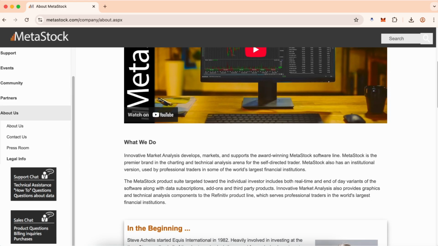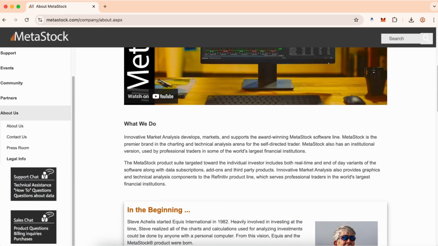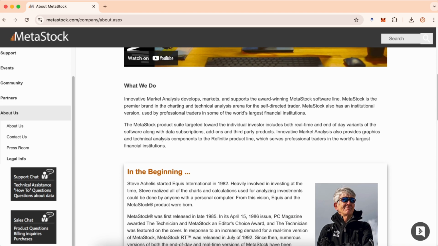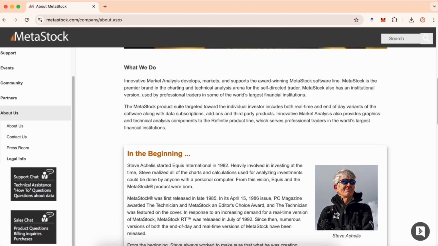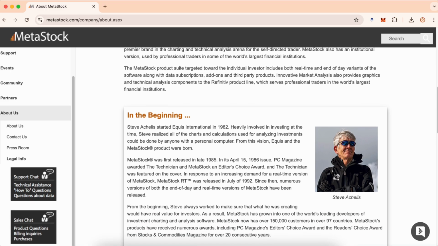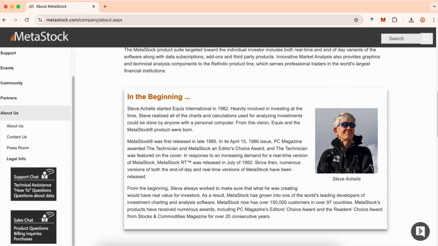Performance wise, MetaStock is solid. The software runs smoothly on modern computers, though it can be resource intensive when running multiple scans or complex backtests. I recommend having at least 8 GB of RAM and a decent processor for optimal performance.